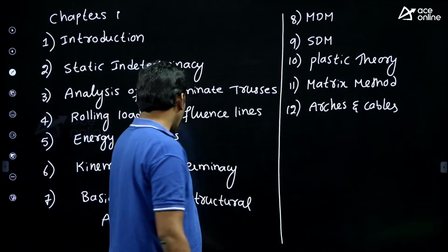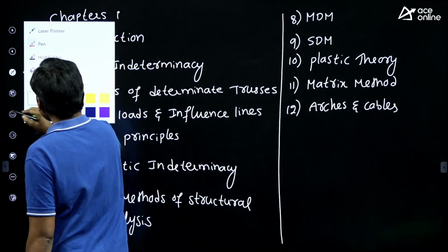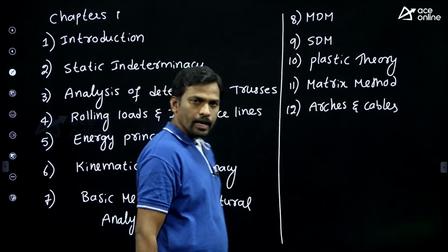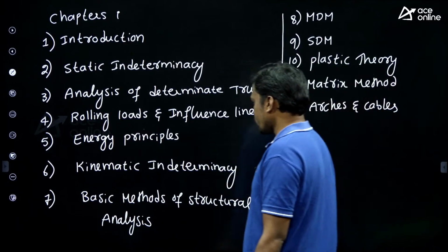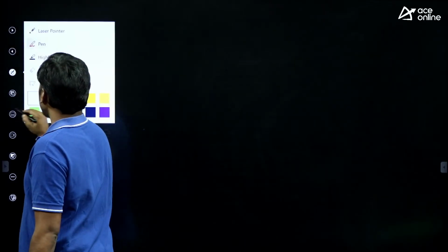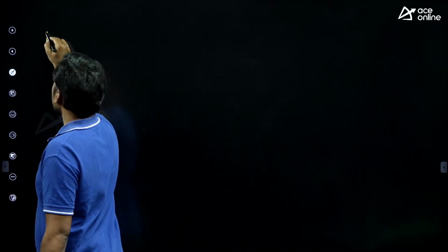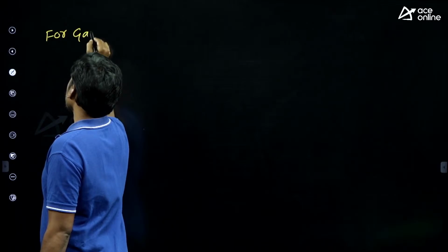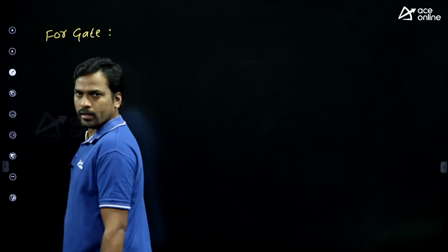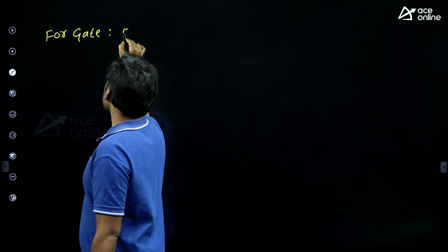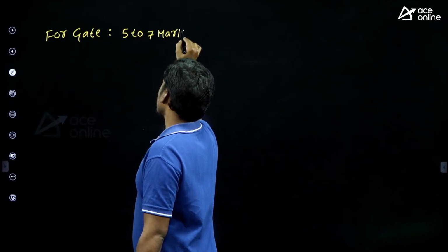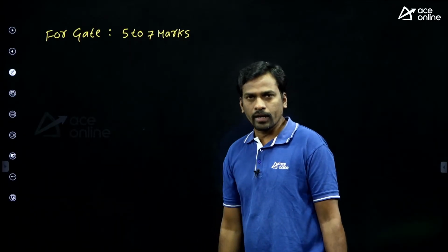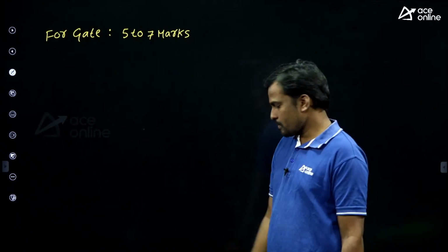Now, these are the chapters we have. And what is the weightage for GATE and IES? Students, if you see the previous GATE question papers, for GATE, from this subject, 5 to 7 marks. For GATE, 5 to 7 marks.